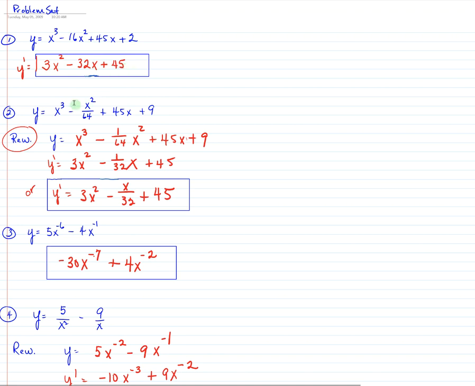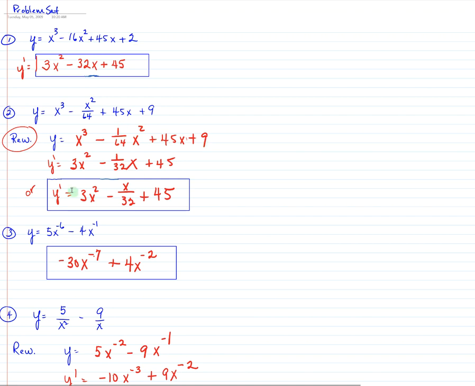Okay. Number 2, y equals x cubed minus x squared over 64 plus 45x plus 9. This is the piece that is different. So my suggestion is to rewrite things like this so it's easier for us to work with. So we have x cubed minus, and we're going to put this 1 that's up here over the 64 and put x squared by itself so that we have a number in front of x squared plus 45x plus 9.